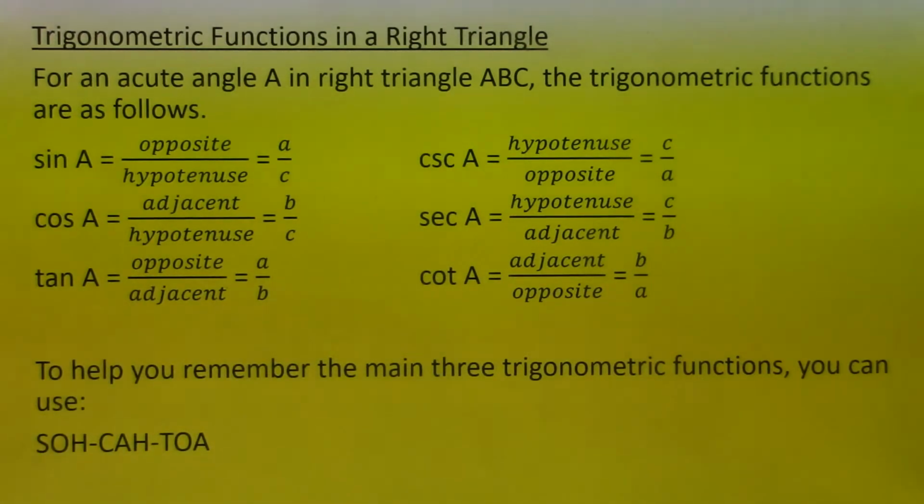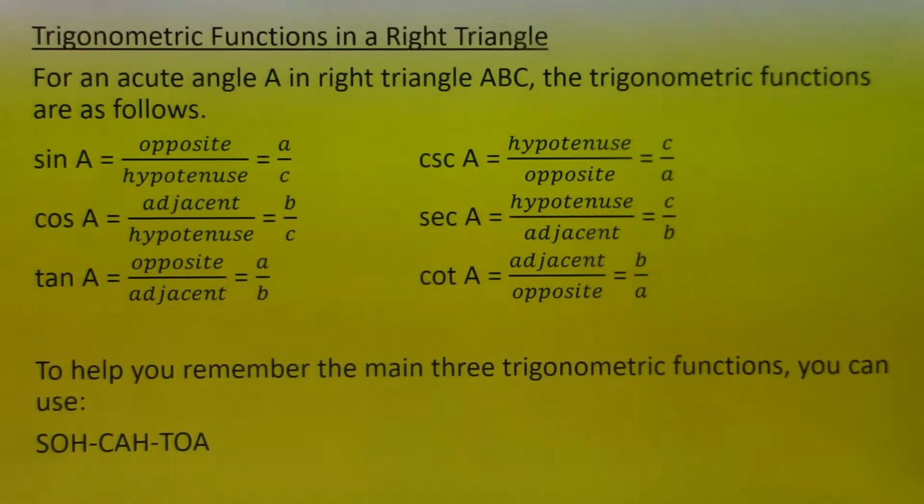So next we have trigonometric functions in a right triangle. For an acute angle A in right triangle ABC, the trigonometric functions are as follows. Sine of A is equal to opposite over hypotenuse, or sometimes we say lowercase a over lowercase c. Cosine of A is equal to adjacent over hypotenuse, which is lowercase b over lowercase c. Tangent of A is equal to opposite over adjacent, which is lowercase a over lowercase b.